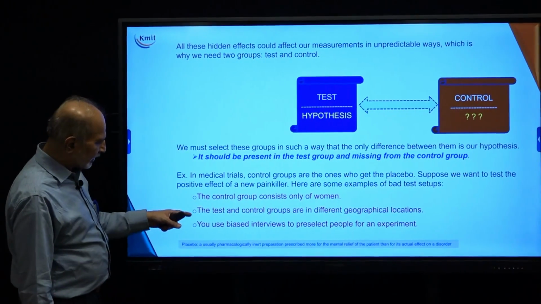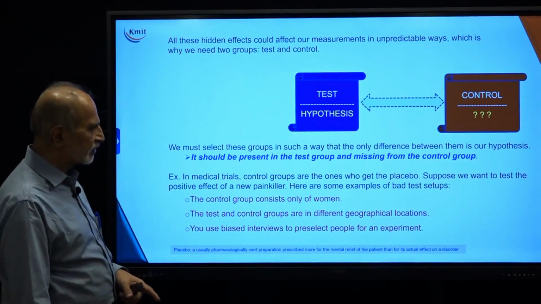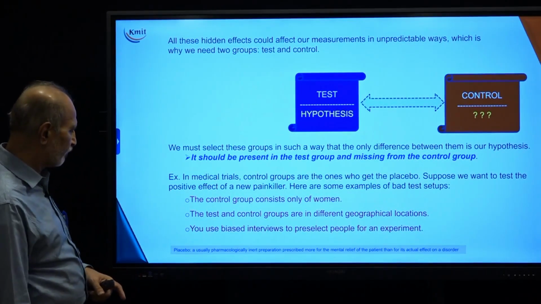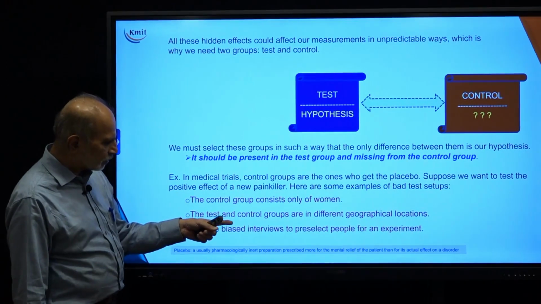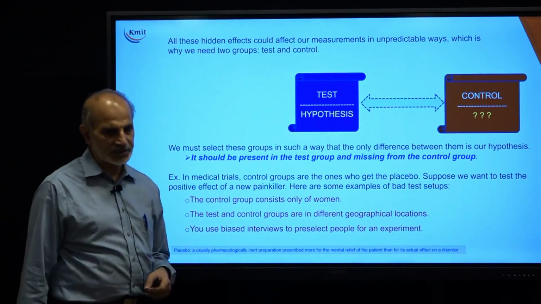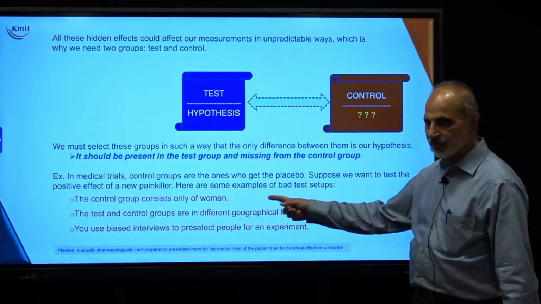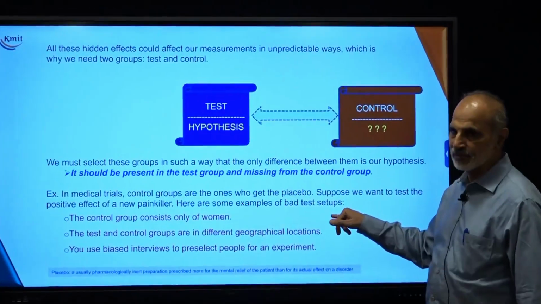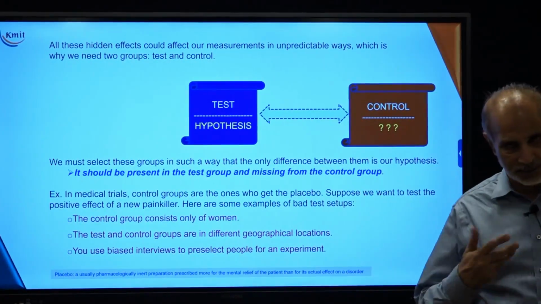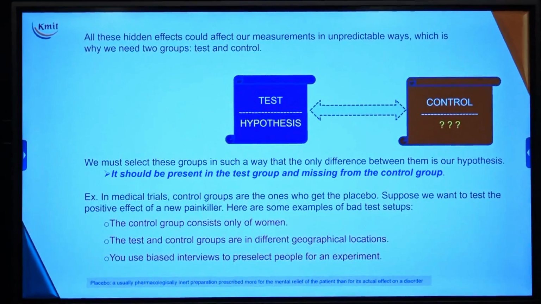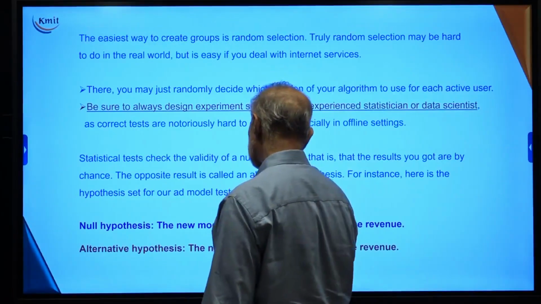Number two, the test and control groups are in different geographical locations. So, naturally my results are not going to be coherent. Number three, and the last, you use biased interviews to pre-select a group of people for the experiment. Now, these three are hallmarks of a bad test setup. So, naturally my hypothesis is not going to give me a correct answer or a correct valuation. Will I be able to increase my revenue or not? This is the way we work with our hypothesis.